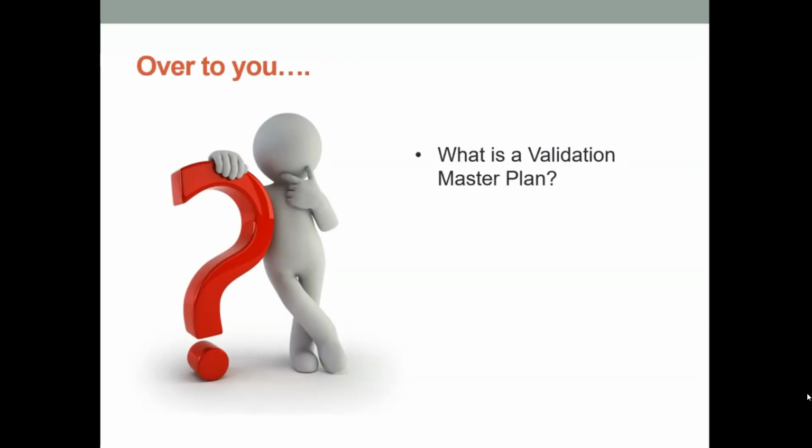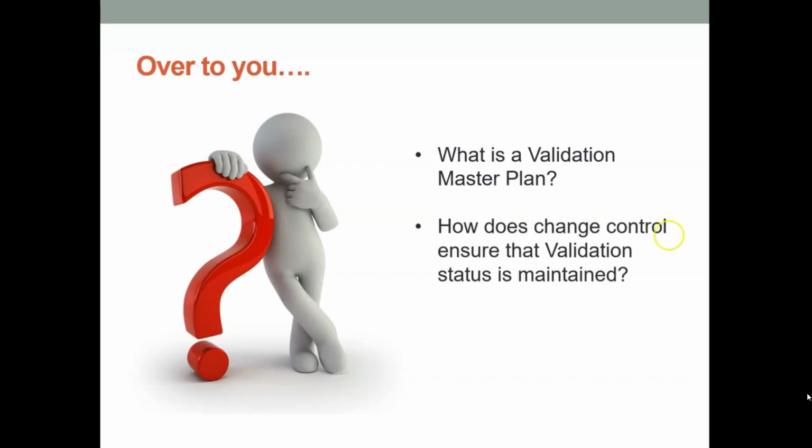What is a validation master plan? How does change control ensure that validation status is maintained? What should be included in the APR?